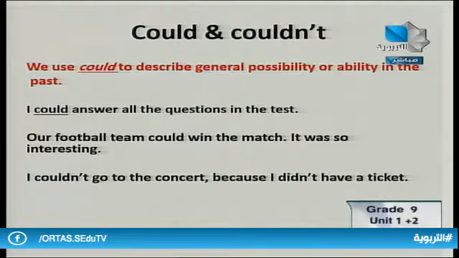The negative: I couldn't go to the concert because I didn't have a ticket. This is in the past. But when we talk about a possibility, we usually use could plus the infinitive form to talk about a possibility in the future. For example, it could rain tomorrow, which means it might rain tomorrow. Here we have possibility, which is not a strong possibility, but it is possible.